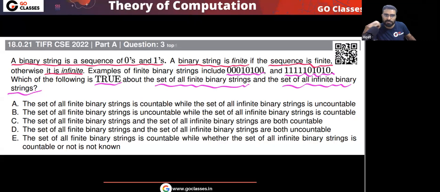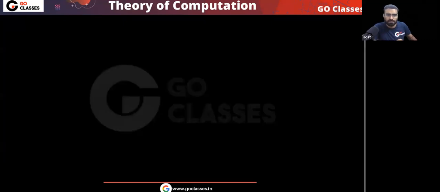Which of the following is true about the set of all finite length binary strings and the set of all infinite length binary strings? So tell me, the set of all finite length binary strings, that is countable, right? Yes or no? But the set of all infinite length binary strings, that is uncountable. So the answer will be option A. Is this clear? See, very simple question.